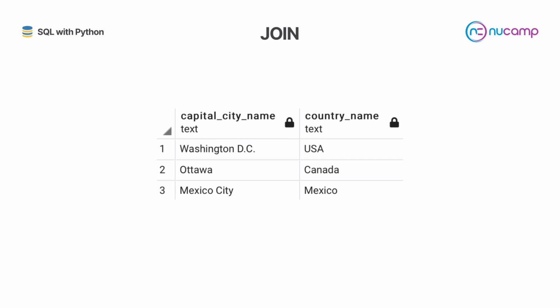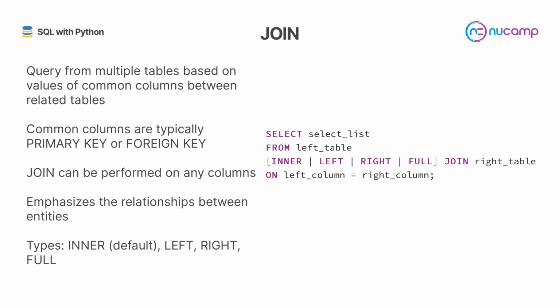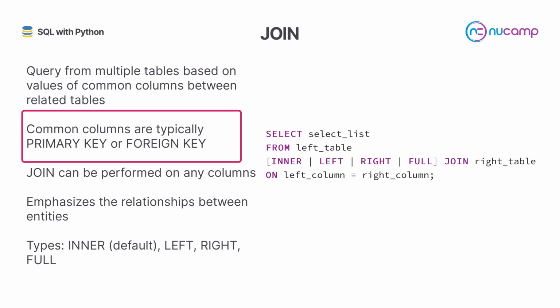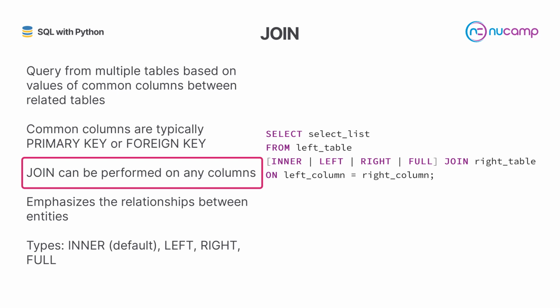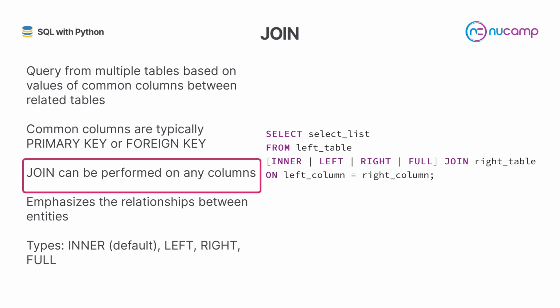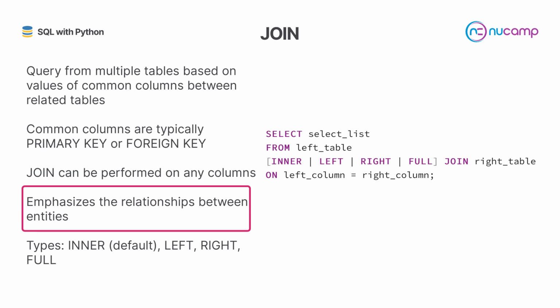Join can help us in this and similar situations where we want to join together data from multiple tables. The join keyword is generally used to query from multiple tables based on the values of the common columns between related tables. The common columns are typically the primary key columns of the first table and foreign key columns of the second table, but any columns can be used in fact. These types of queries emphasize the relationships between entities, whether that be one-to-one, one-to-many, or many-to-many.